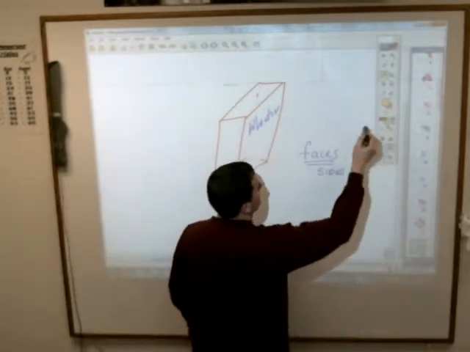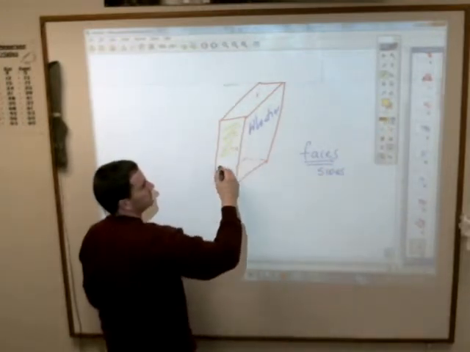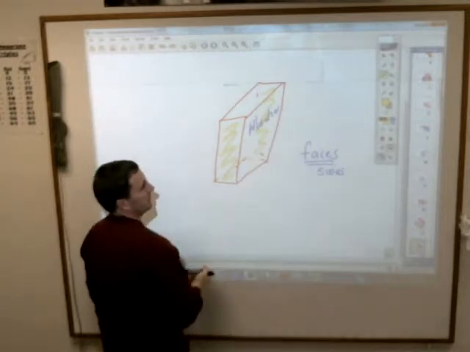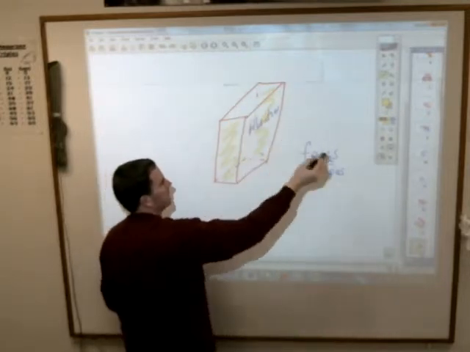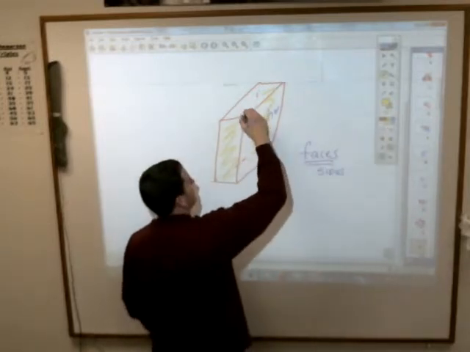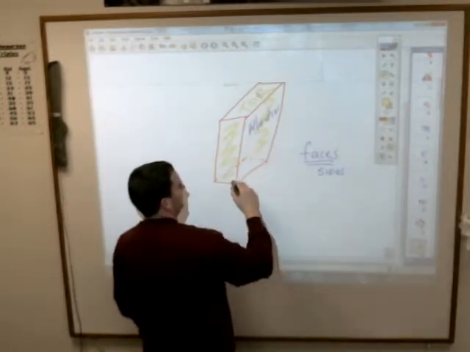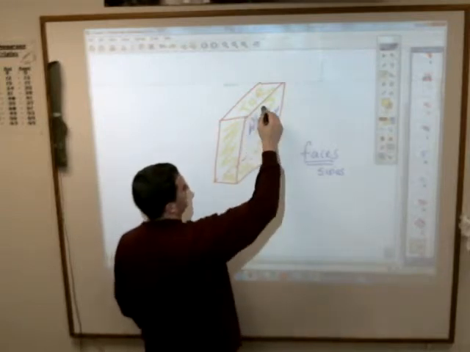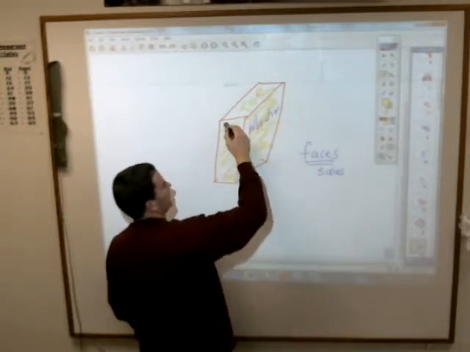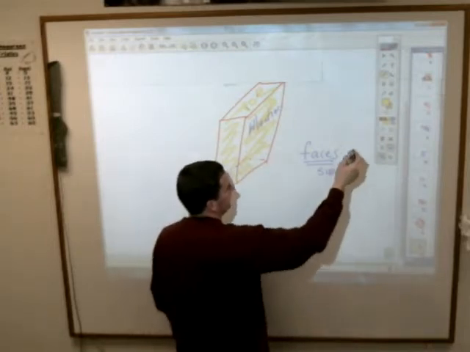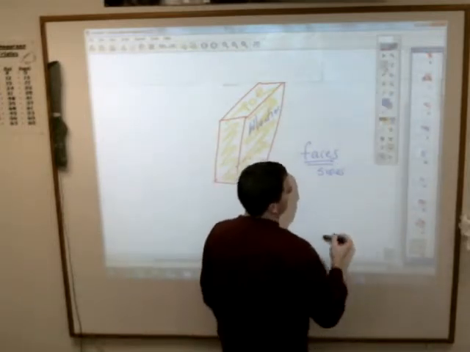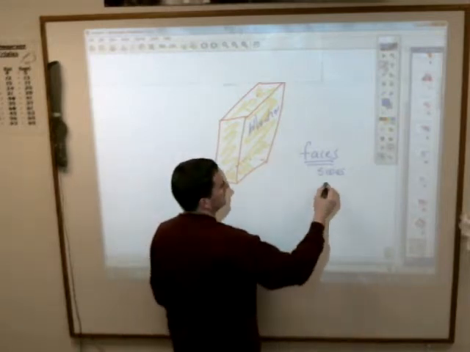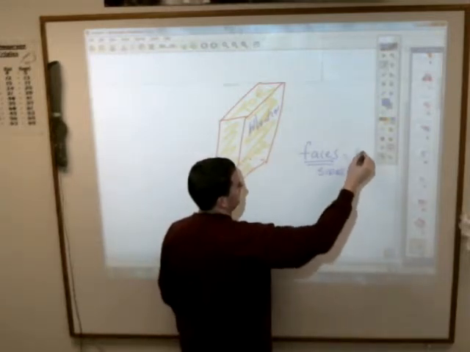Well, we've got the front and the back that you can't see back there. That's two sides. You've got the top and the bottom. And then you've got this right side and the left side over there. How many faces does a rectangular prism have, Christine? 6. Yeah, it has 6 faces.